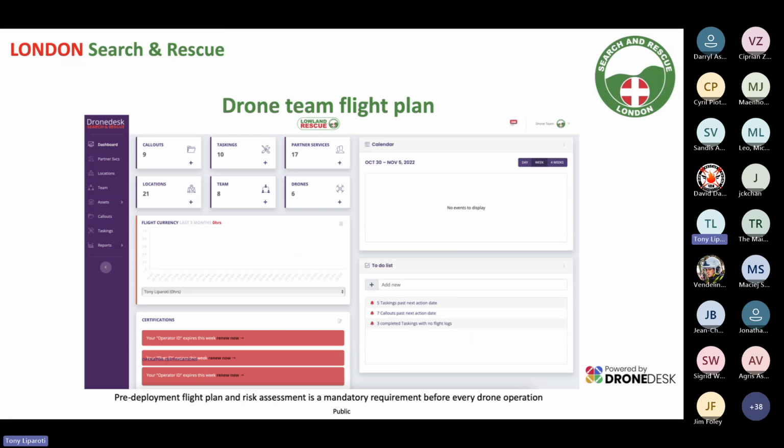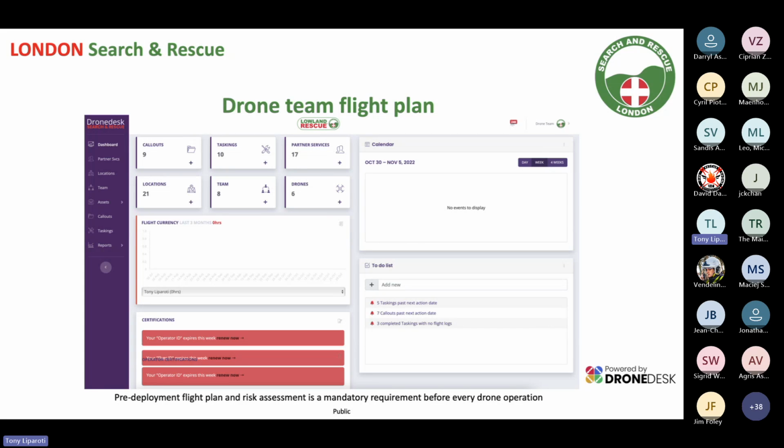Flight plan. We have a particular type of portal called Drone Desk. Drone Desk has created a specific flight plan for search and rescue. So it's not part of the usual standard flight plan that every commercial pilot has access to if they become subscribers of Drone Desk.